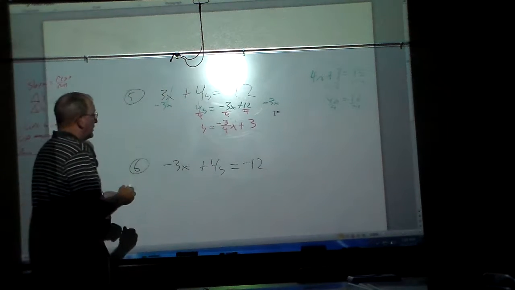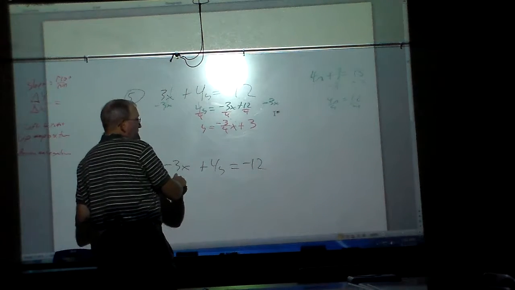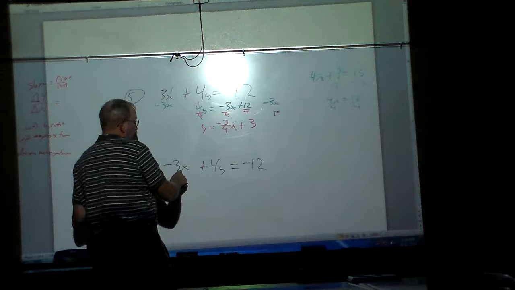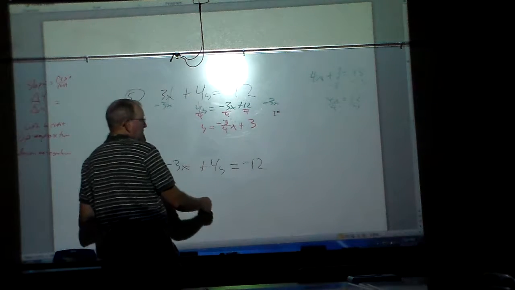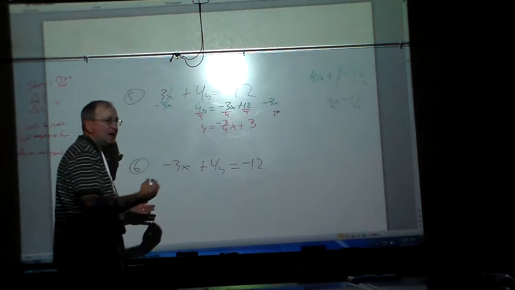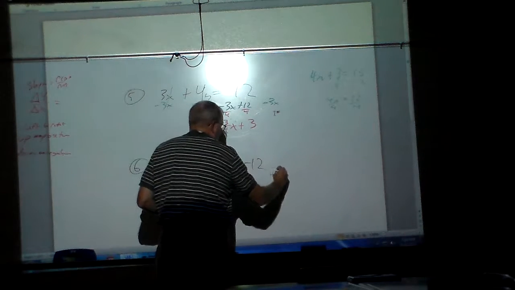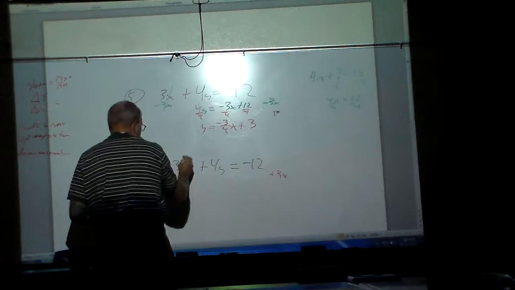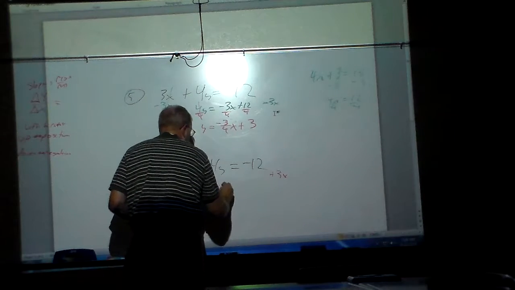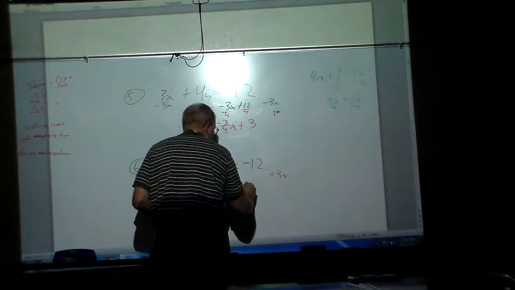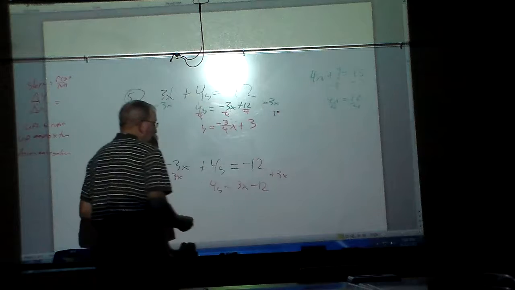And do the same thing over here. Now notice, only this time instead of having a positive 3x, it's a what? Negative 3x. Well, how do you undo a negative? By adding 3x to each side. So here, I'm going to cancel that. So I have 4y equals, I'm going to write it 3x minus 12, because that's really a negative 12.